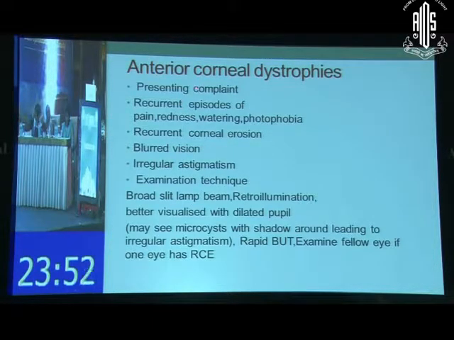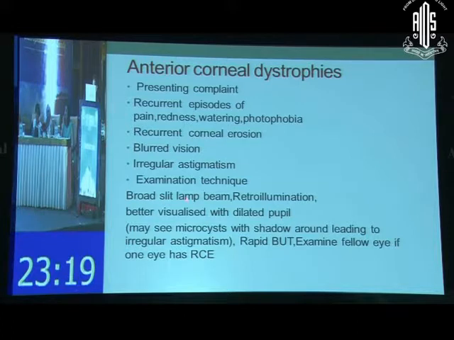The primary differentiating feature, whether you are dealing with anterior, stromal or posterior corneal dystrophy, is that you can see it by complaint. An anterior corneal dystrophy patient usually comes to you with complaints of recurrent episodes of pain, redness, watering, photophobia, effectively giving you the features of recurrent corneal erosions. They may have blurred vision, and because there is an irregular healing of the epithelium, it gives you irregular astigmatism. The anterior dystrophies are seen very easily with a broad slit lamp beam.